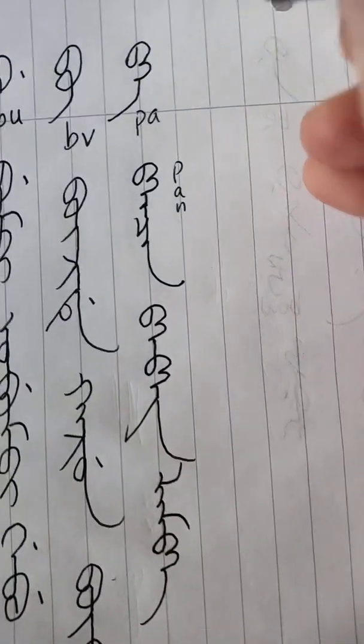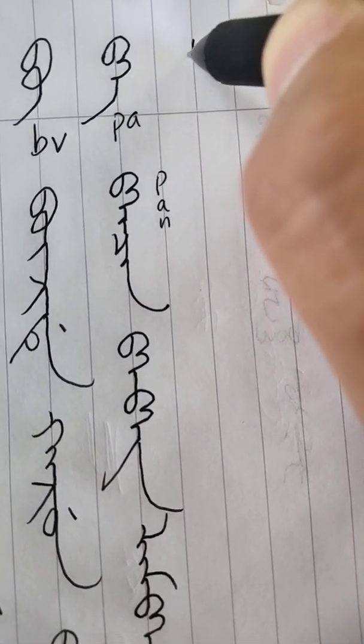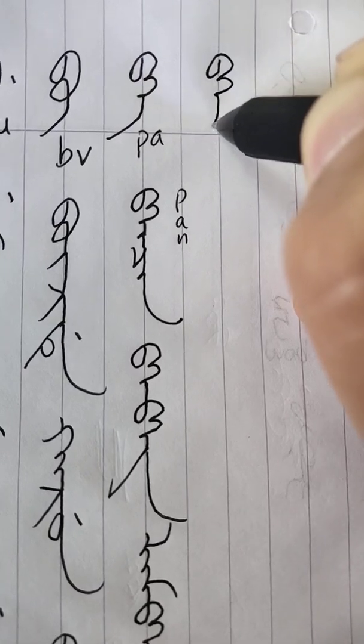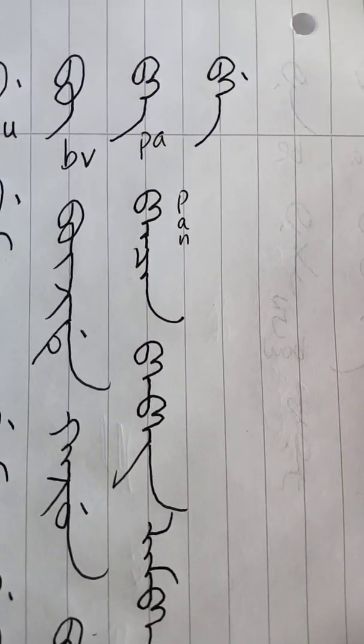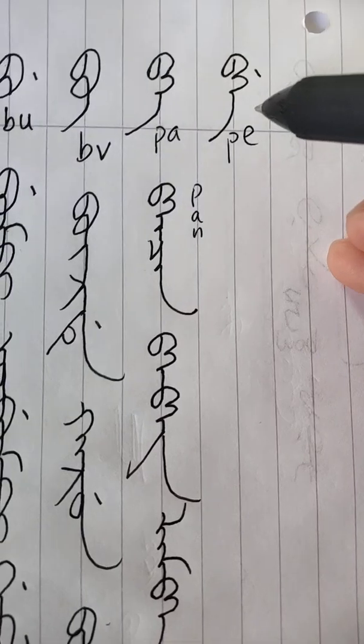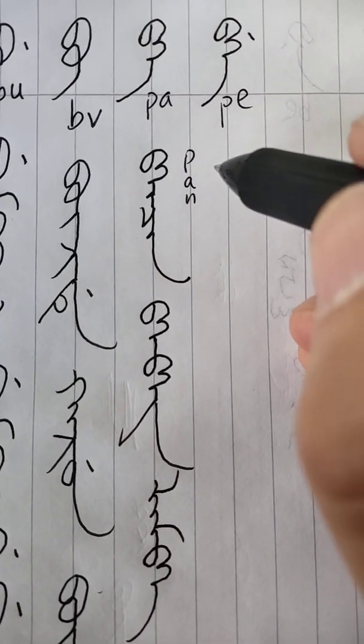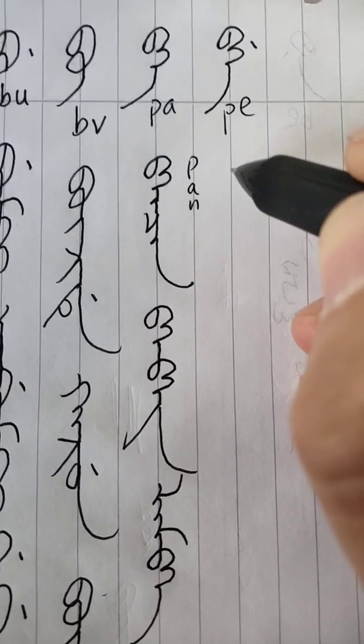Let's work on P. P. You just repeat pa. You put a dot here. P. Let's see. P. At the beginning, it should look like this.